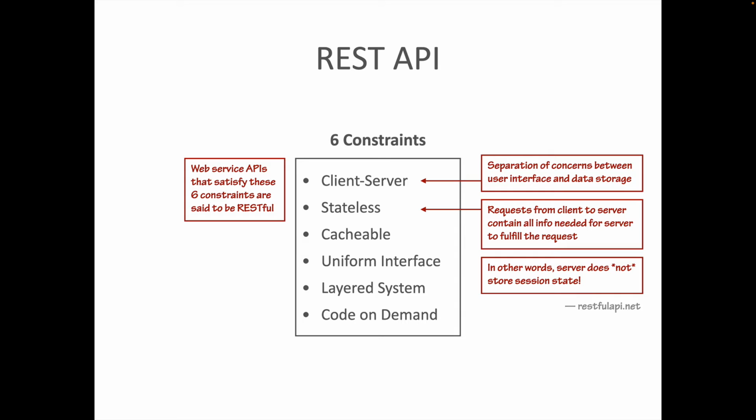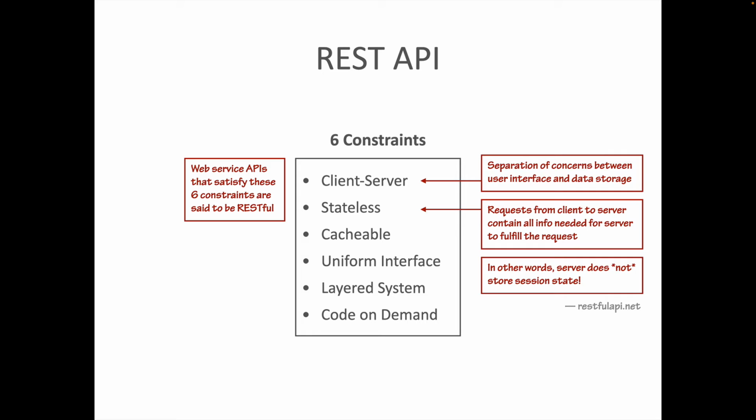A REST API is an API, essentially an interface, that conforms to a set of constraints. If the API conforms to all of these constraints listed here, it's considered RESTful. The two most important constraints you should remember are: 1, the API should support a client-server architecture, and 2, client-server communication should be stateless. The web uses a client-server architecture.